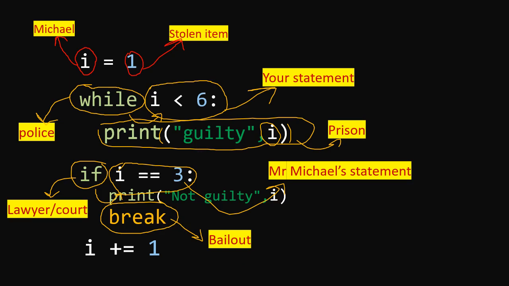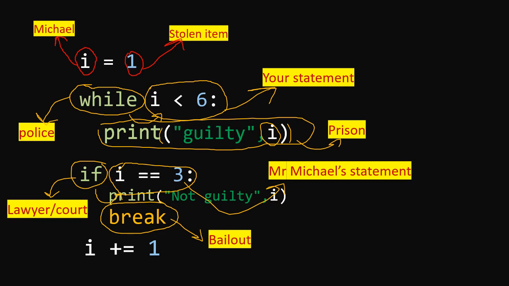Now, at the moment, this is how everything is working here. This is Mr. Michael, this is a stolen item, this is the police, this is a statement. And once this statement remains correct, remains true, Mr. Michael will be in jail. This will keep on printing guilty one, guilty one, guilty one. So nothing can break this out except the break. Only break can stop this iteration.